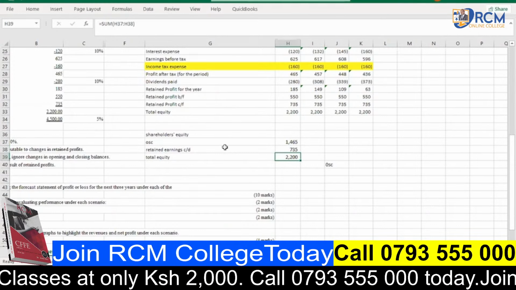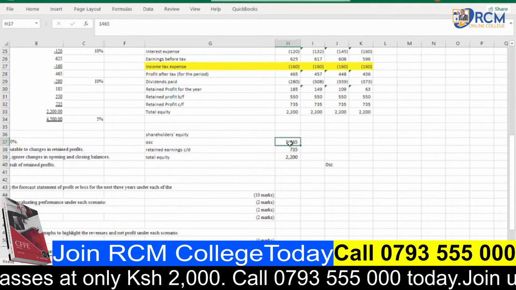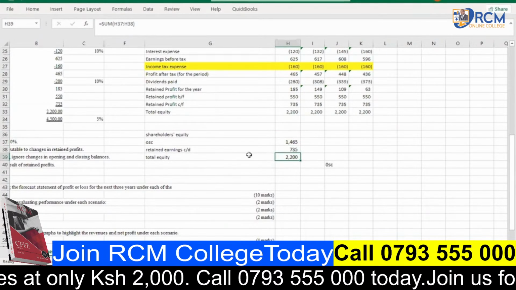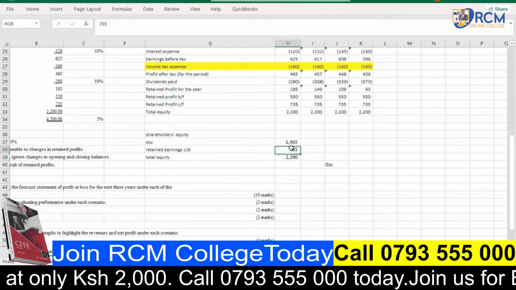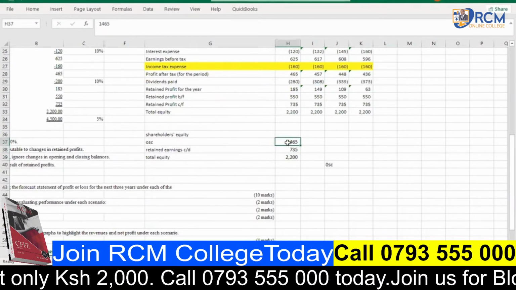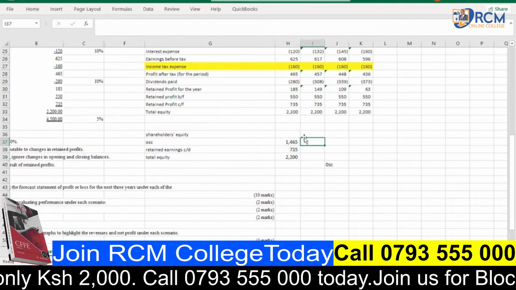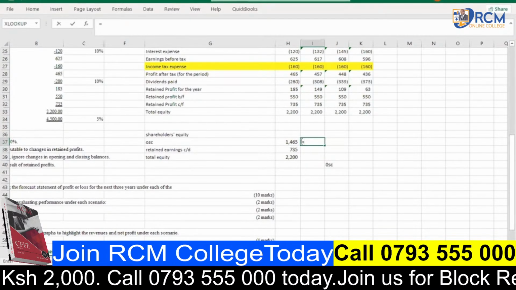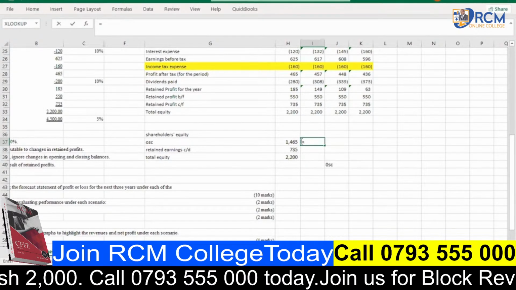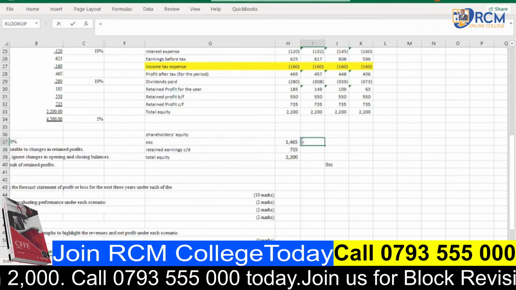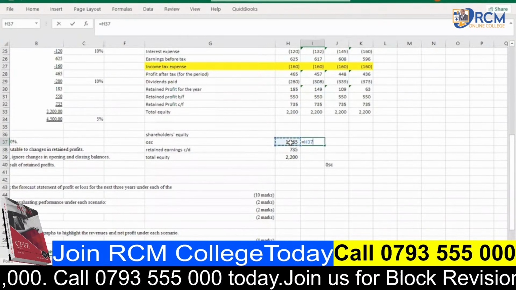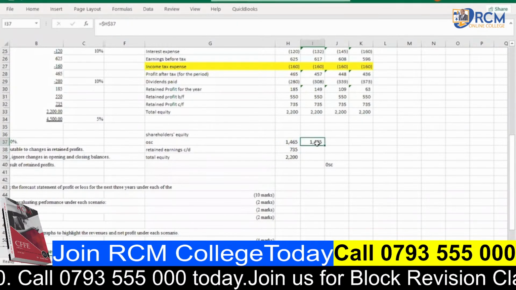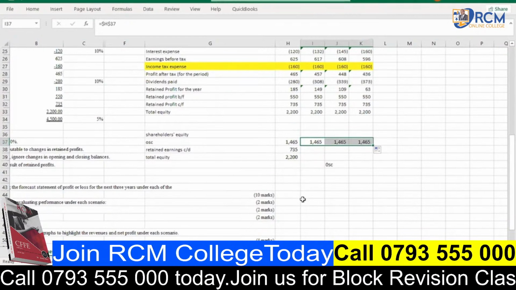An examiner is telling us that ordinary share capital will remain constant. The changes in shareholders' total equity are attributed to the changes in the retained earnings. Ordinary share capital will be constant. Is it clear now, Nancy? So we get that, and we autofill it up to the last year, which is that one there.